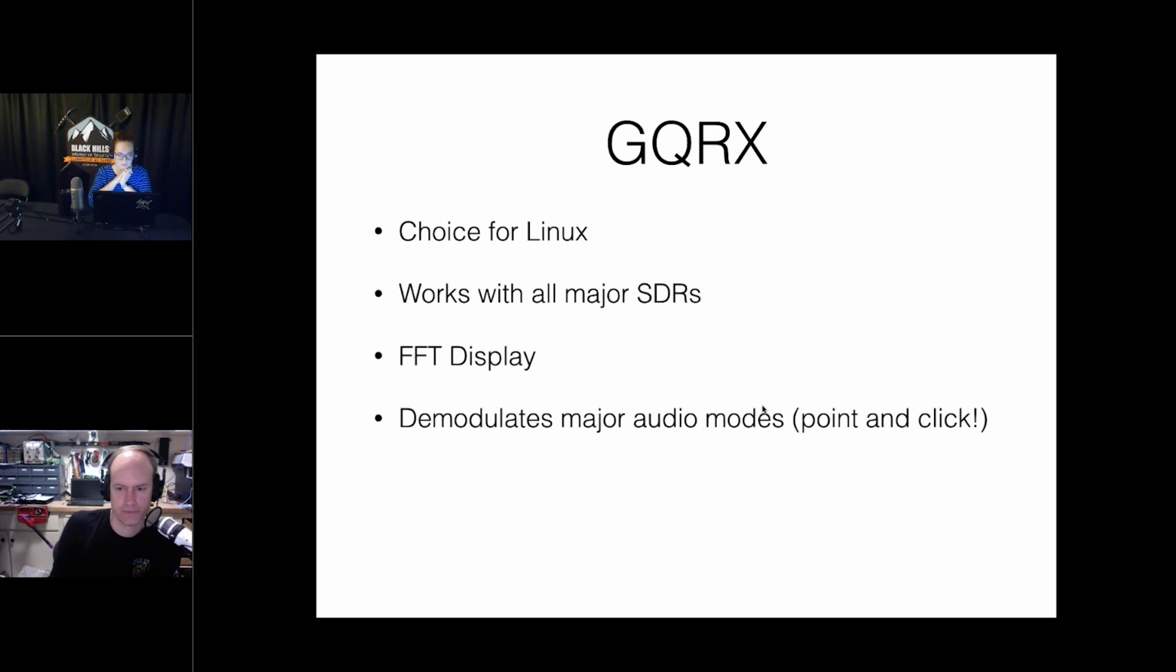And like I say, point and click to demodulate your major audio modes. You've got AM, FM, narrowband FM, which is something used in some commercial applications, as well as some ham radio applications. Single sideband and continuous wave are ham radio modes that the software will work with, and it'll work with a few other things as well, but those are the major ones.